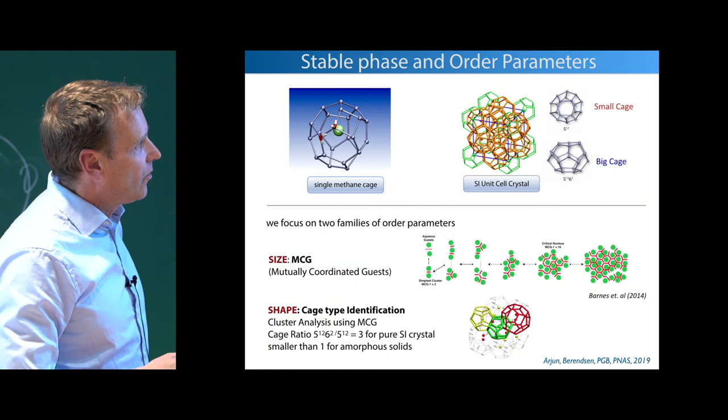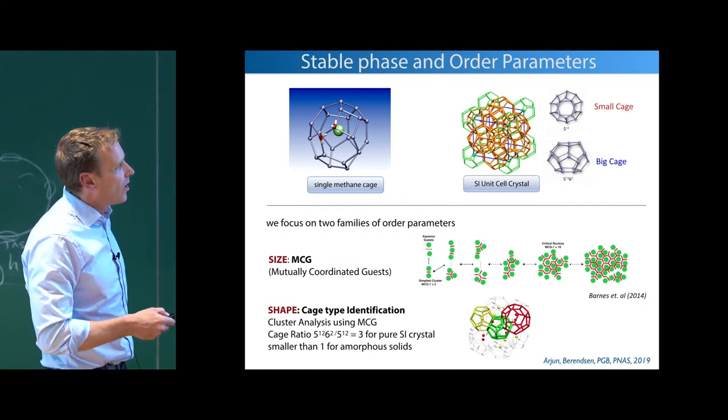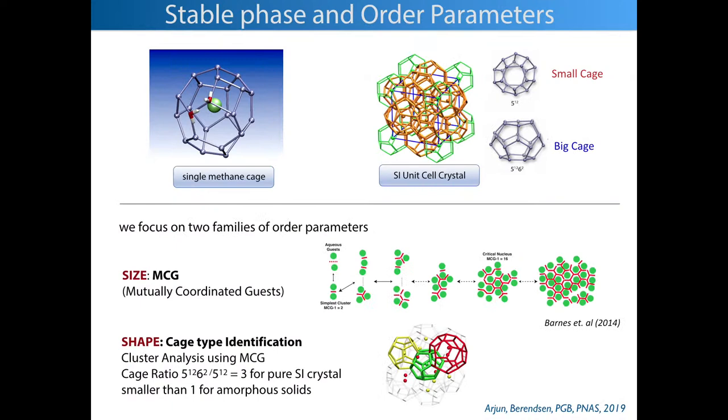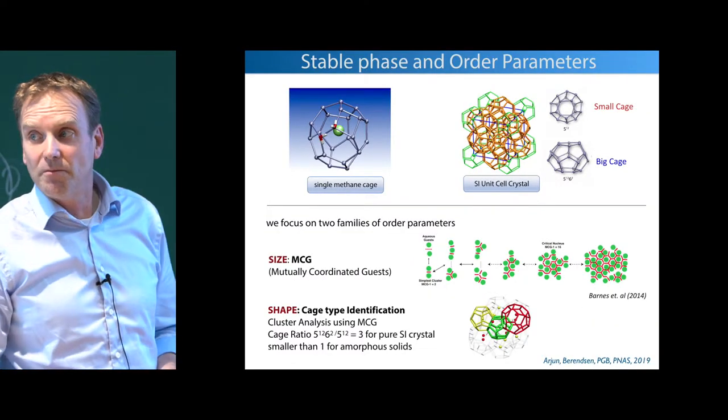And we identify two families of order parameters, one that has a local way of estimating the size of the crystal, and one that does a local shape of the cage around the methanes. I think I'm running a little bit out of time, but do I have time? Yeah. All right.